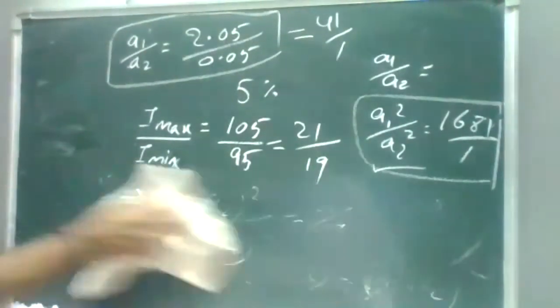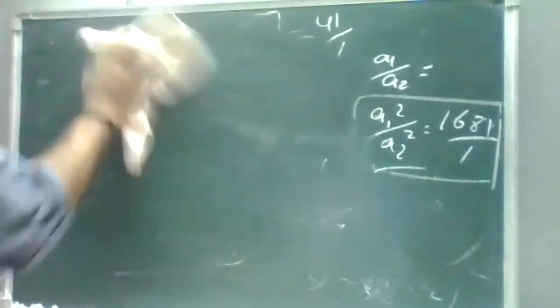Okay, so we'll take the next heading. Young's double slit experiment, in bracket, dark and bright fringes.